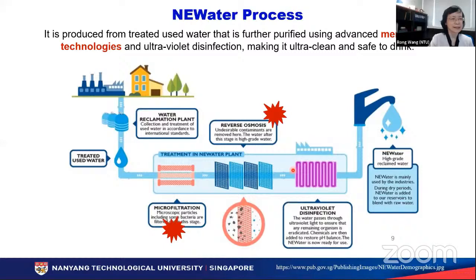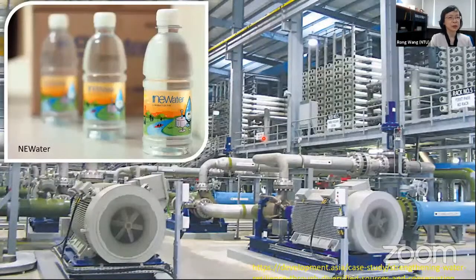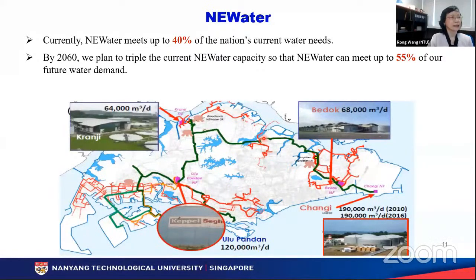In the NEWater process, you can see two membrane units here. One is microfiltration, another is the reverse osmosis membrane process. This photo shows what NEWater looks like. Currently, in Singapore, we have 5 NEWater plants across the island. NEWater can meet 40% of national water needs by 2050. NEWater capacity will be tripled, and that can meet up to 55% of our future water demand.